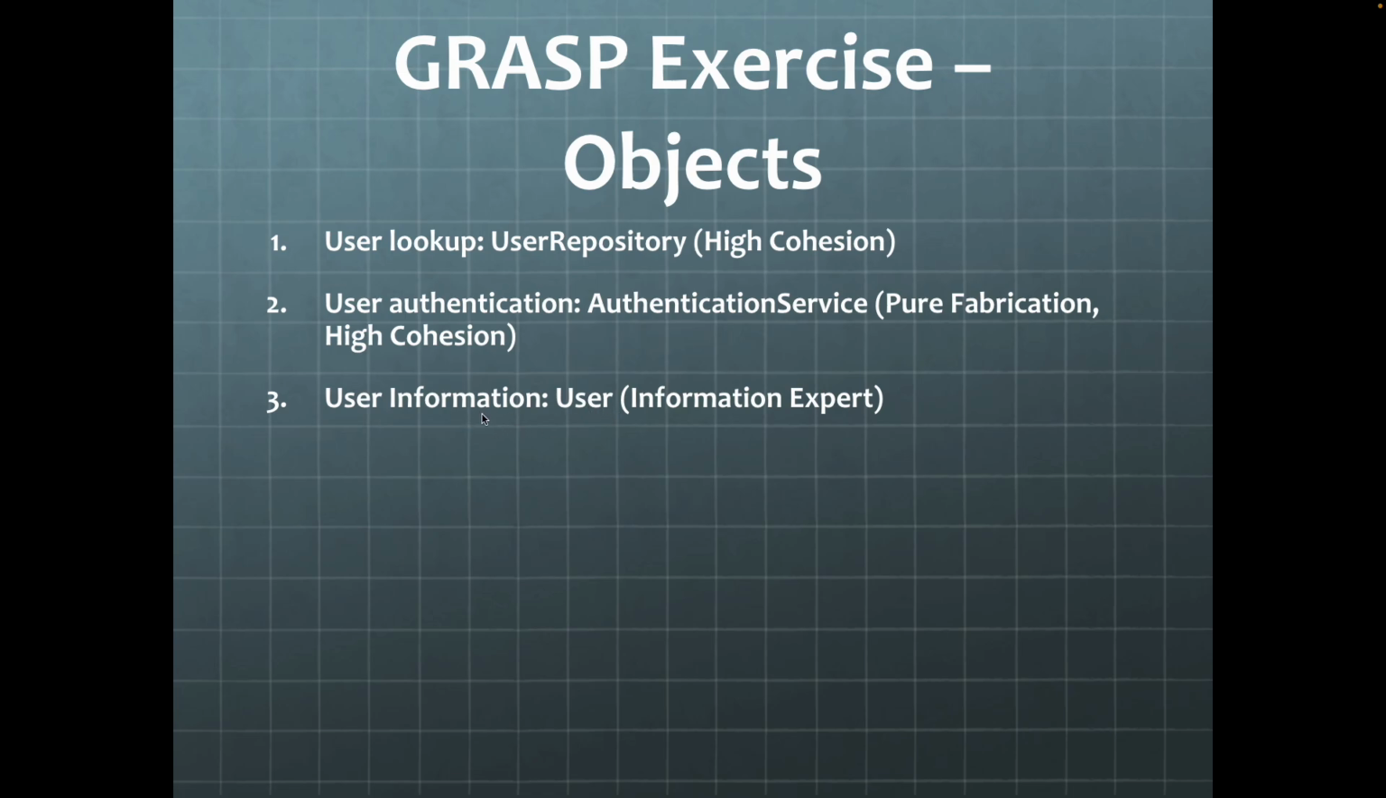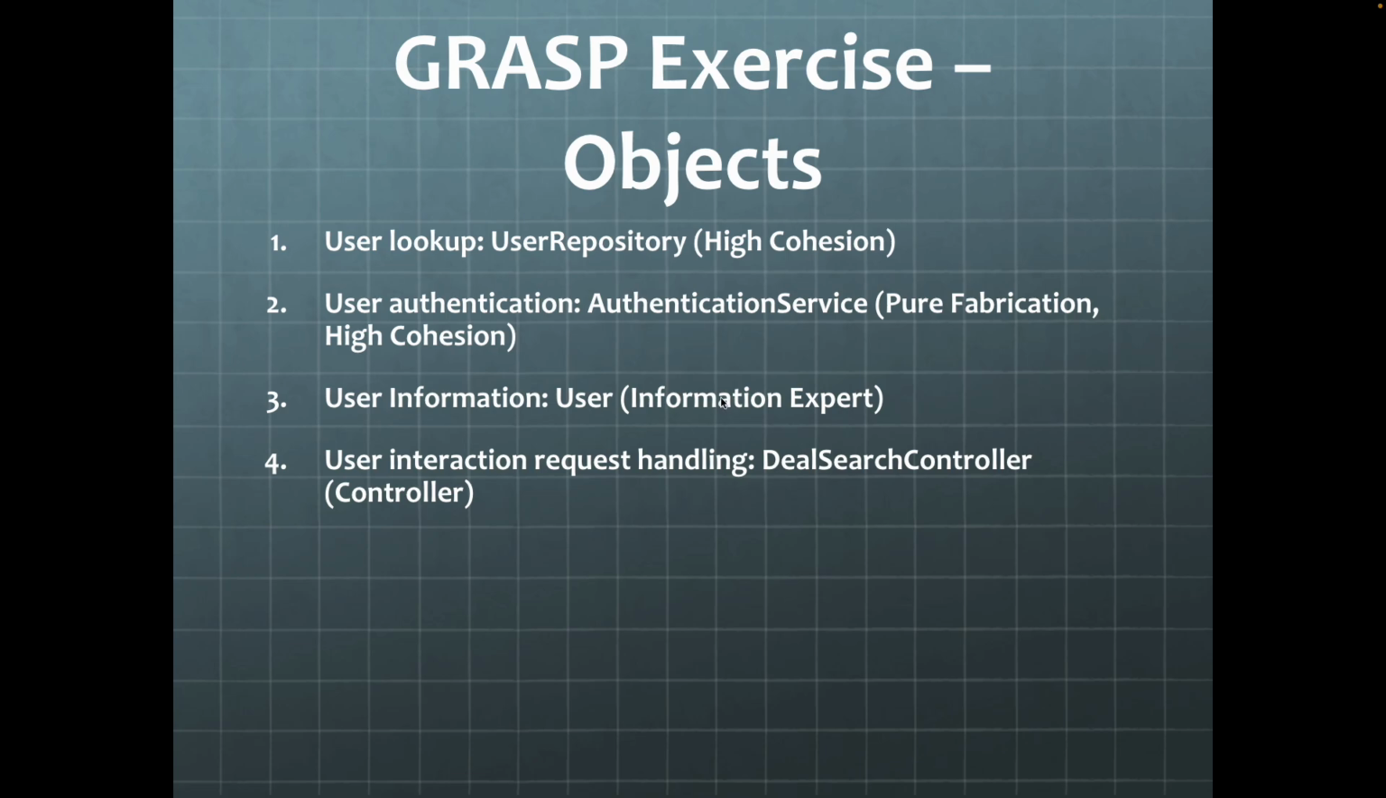This one is just user information being held in a user object. It's not exactly an information expert, but it kind of is. There are better examples of information expert. I think the one I provided earlier was better. Like an order can do its own calculation because it has its order lines. That's a very good example of information expert.